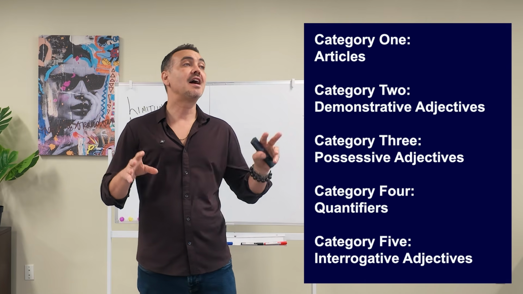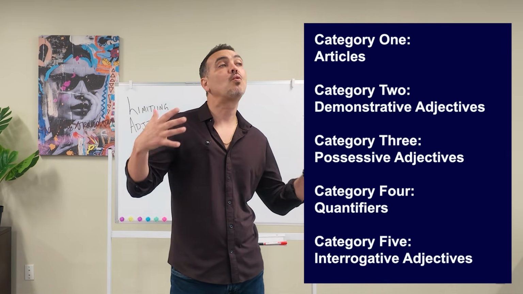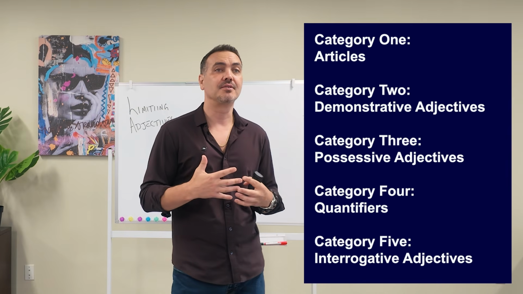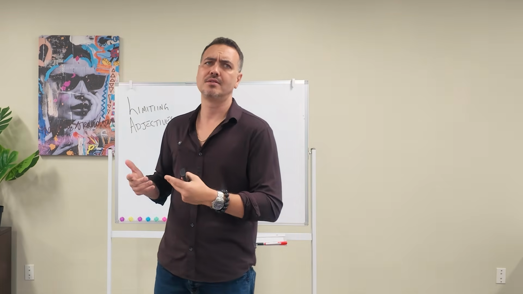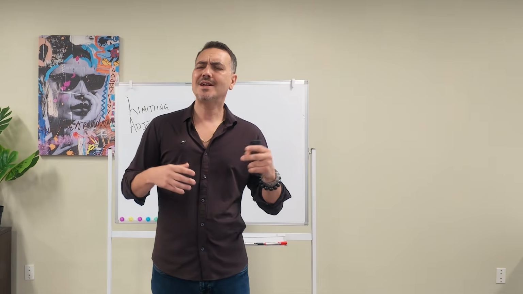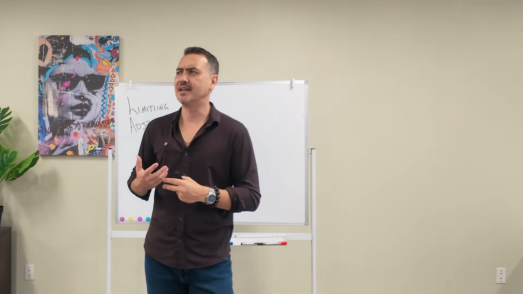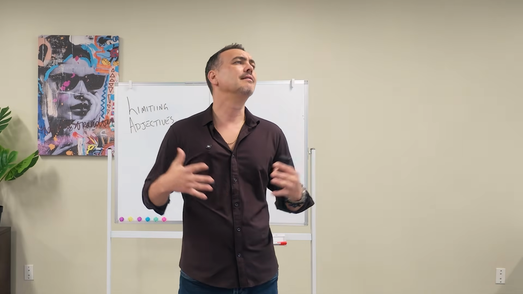And category five is interrogative adjectives. And these ask questions about nouns. Which, what, whose. Which movies do you want to watch? What time is the meeting? Whose keys are these?